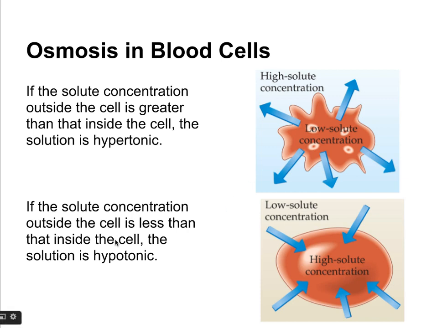Now, if the opposite is going on, if the solute concentration outside the cell is less than the concentration inside the cell, it's called a hypotonic solution. Now, if there's a high solute concentration inside the cell, the solvent, or water, is going to flow through the semi-permeable membrane around the cell into the cell, and if that happens too much, the cell can actually burst because of the high amount of solvent flowing into the cell.